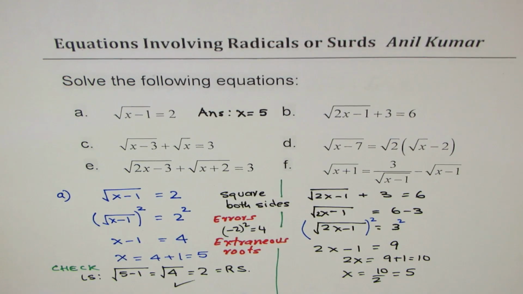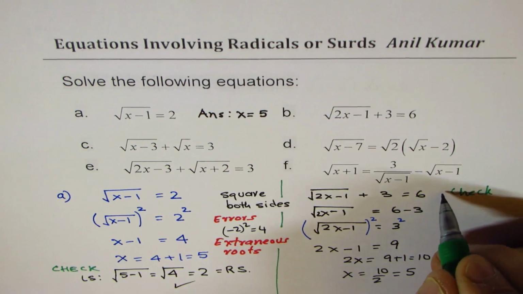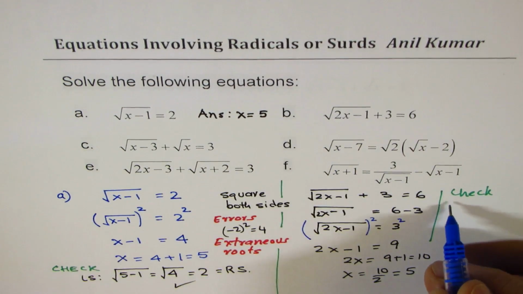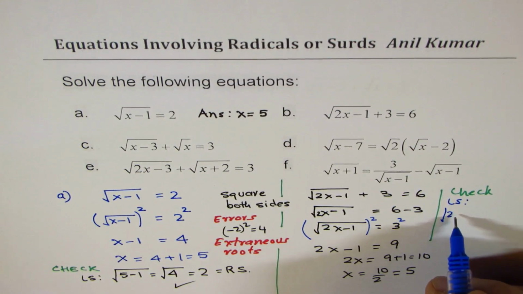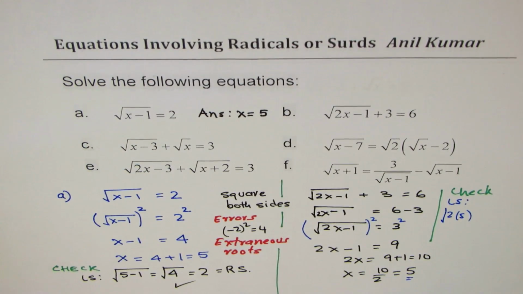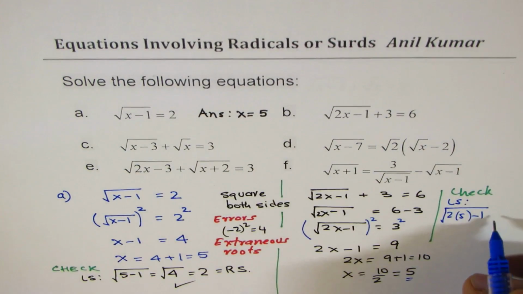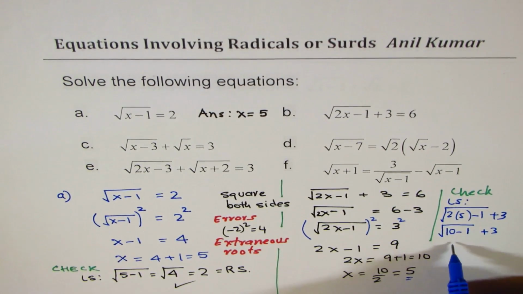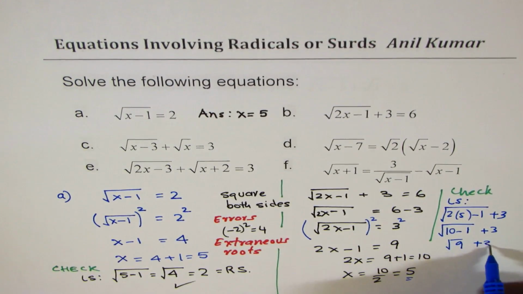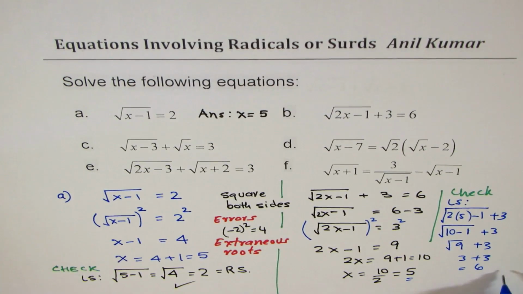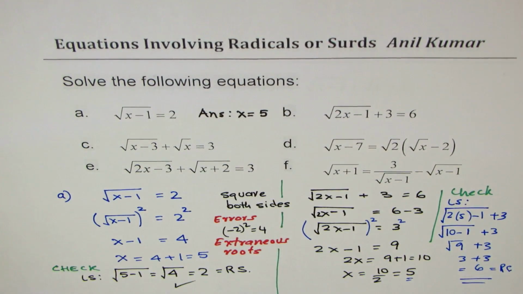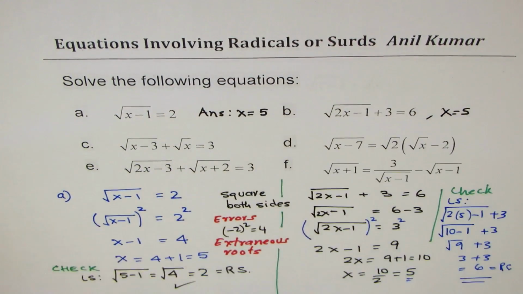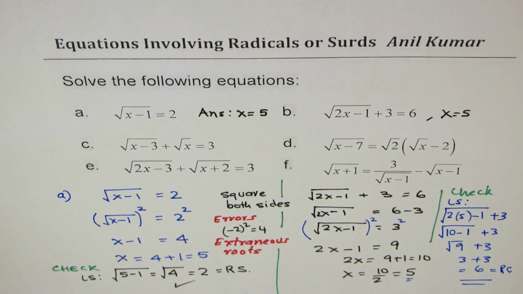It's a good idea to check, so let us check our solution. We substitute the value we calculated into the equation, starting with the left side. We have 2 times 5, the value of x, minus 1, under the square root, and we add 3 to this. That is square root of 10 minus 1 plus 3, which is square root of 9 plus 3, which is 3 plus 3, which is indeed 6, our right side. So that is the perfect solution, and we get x equals 5. I hope the basic concept is clear to you.